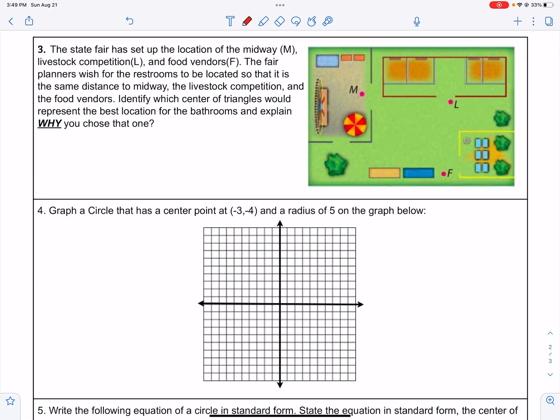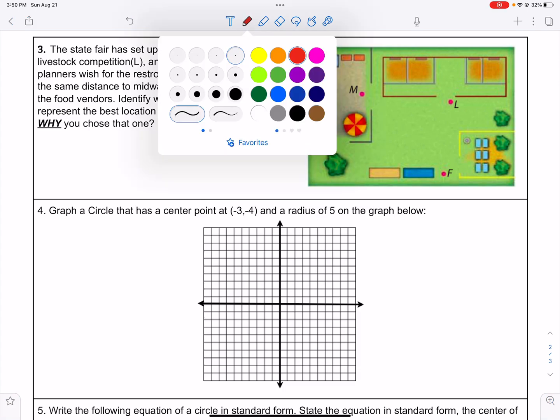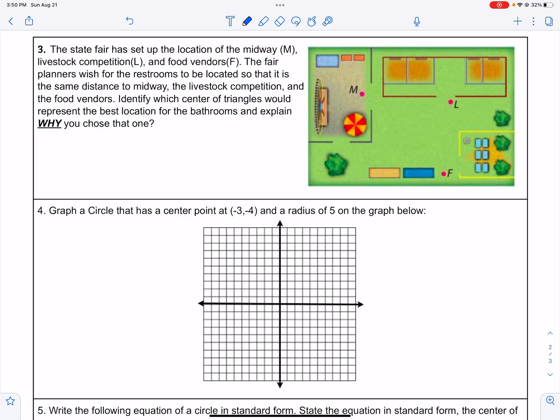It says the state fair has set up the location of the Midway, M, livestock competition, L, and the food vendors, F. The fair planners wish for the restrooms to be located so that it is the same distance to Midway, the livestock competition, and the food vendors. Identify which center of triangles would represent the best location for the bathrooms and explain why you chose that one.